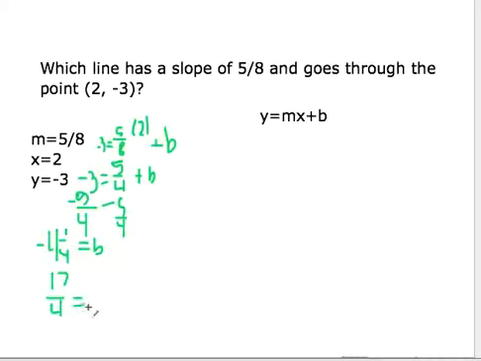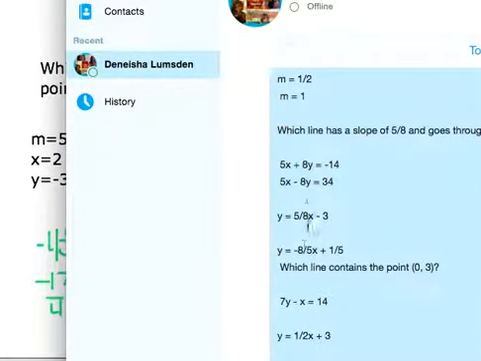And now I'm going to rewrite my equation with just my m and my b. So y equals 5/8 x, sorry, that's a negative, so minus 17/4. So now I go over here and I look at my answers. These are the ones you sent me.